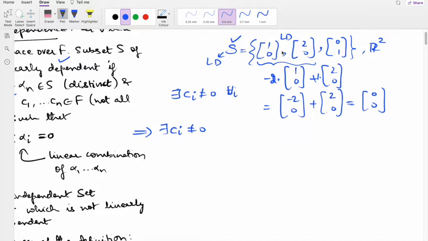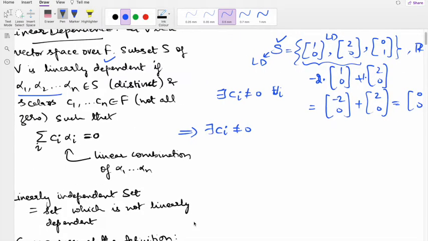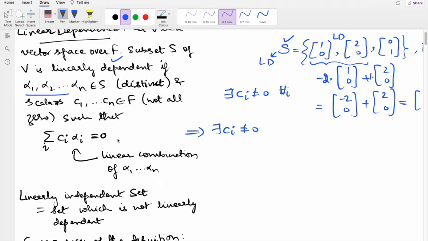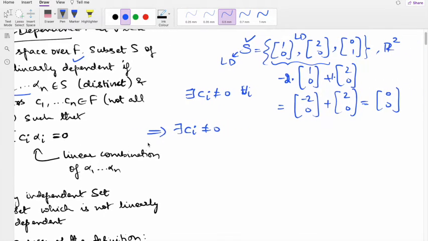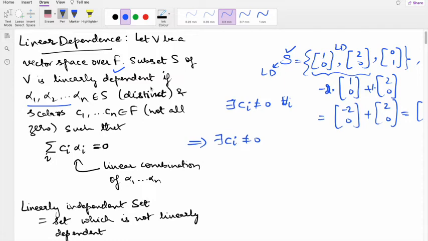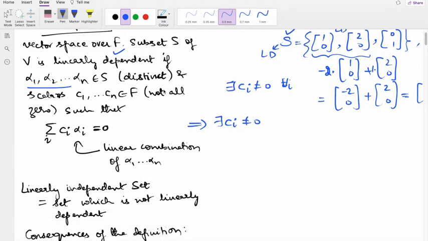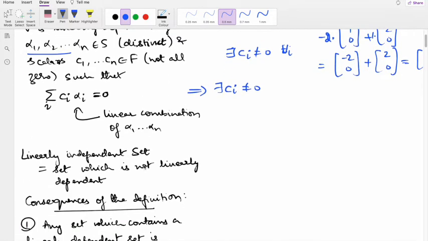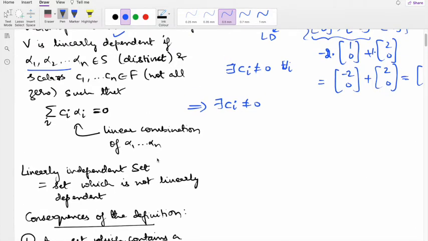So if I find any vectors which satisfy this property, that if I take some linear combination and I get 0 as a result, then that set is basically a linearly dependent set, right? Now, a linearly independent set is basically a set which is not linearly dependent. So I cannot find any vectors in that set which satisfy this property.